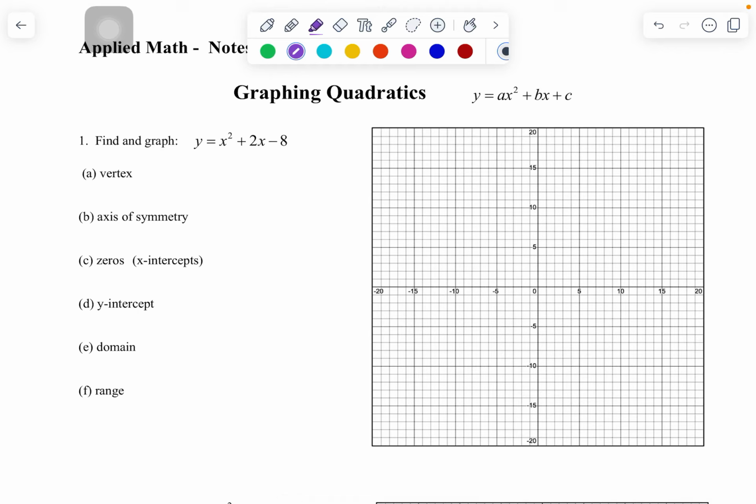All right, for notes 49, we're going to start graphing quadratic equations. And there's 4 different problems, so I'm going to make 4 different videos because these videos can tend to get a little bit long because there's a lot of bits, parts, and pieces rolling around.